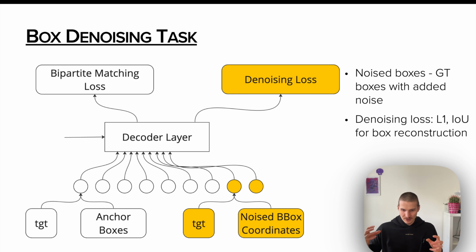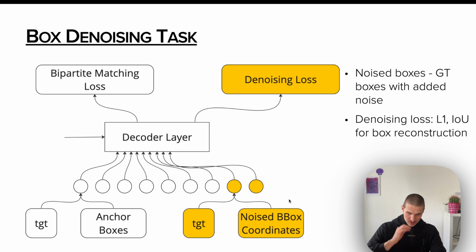And now we ask the network to remove the noise. So here is the original bird. Here is what you received as an input with some noise added. Please denoise that. And denoising loss is basically just the same as we do for predicting bounding boxes. So L1, IOU, so intersection over union, just basically how far the bounding box that we predicted is to the ground truth.